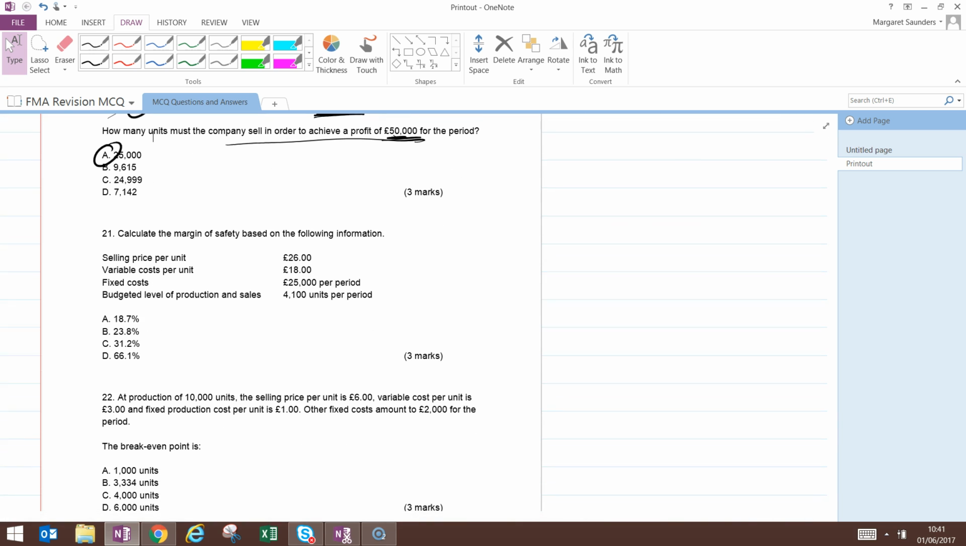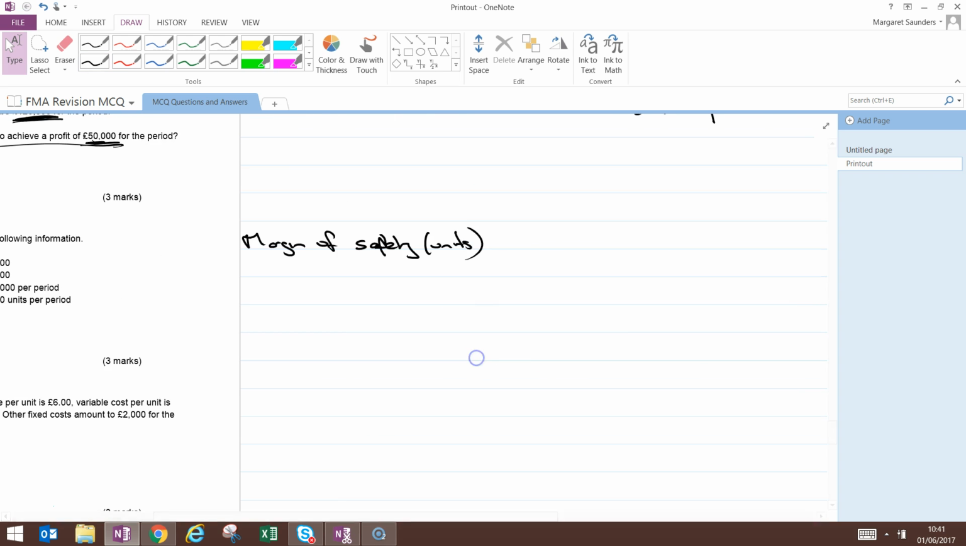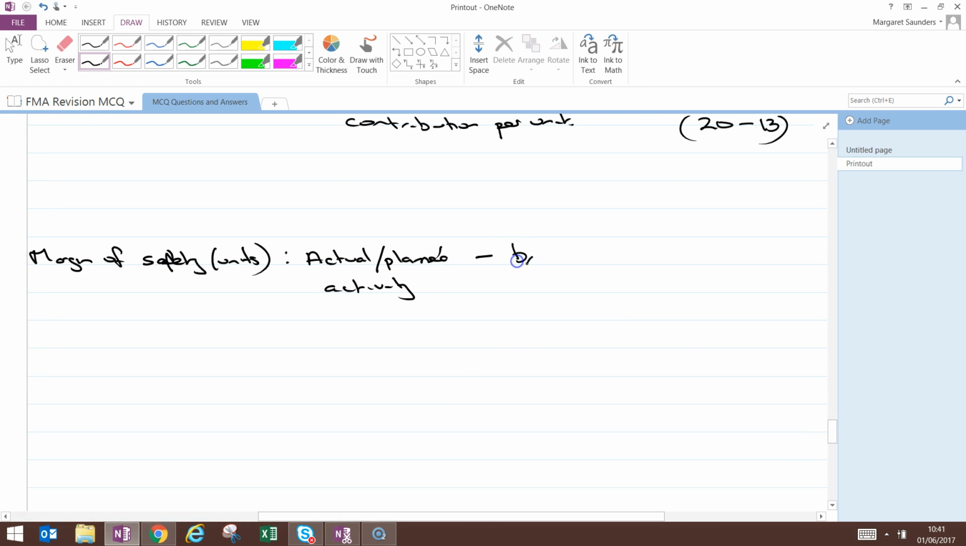Question 21, margin of safety. So the margin of safety in units is your actual or planned activity minus your break-even activity.